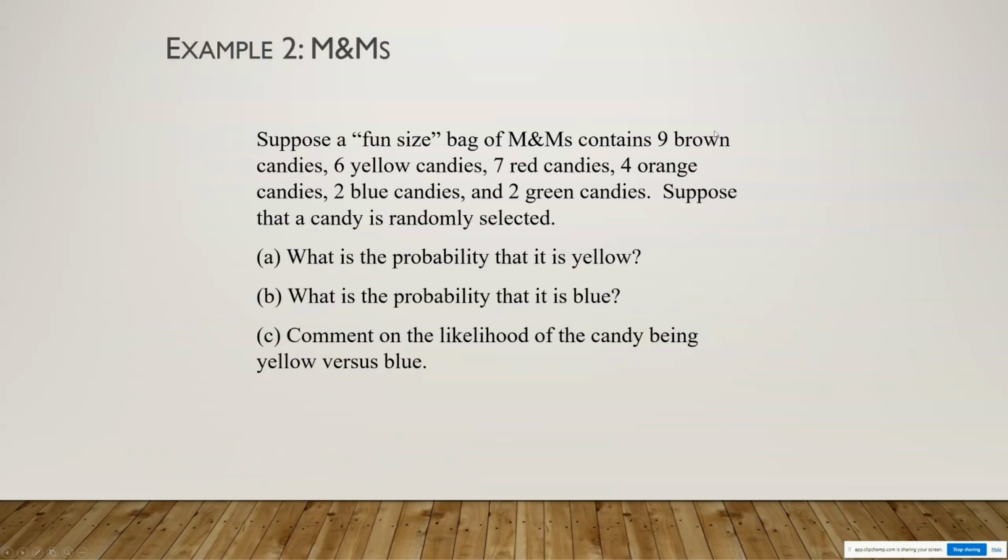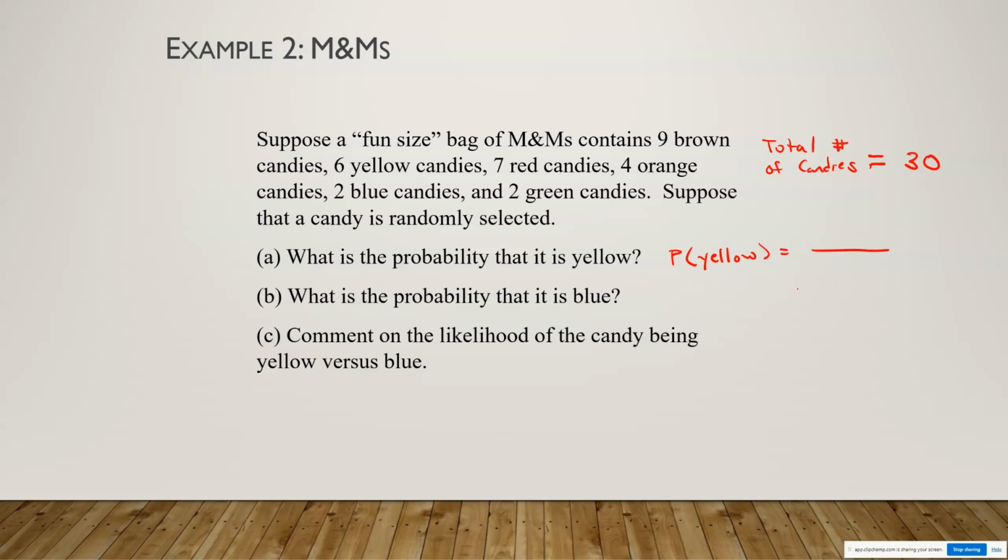Suppose a fun-sized bag of M&Ms contains 9 brown candies, 11 yellow candies, 7 red candies, 4 orange candies, 2 blue candies, and 2 green candies. So just this fun-sized bag of M&Ms, just so we realize the total number of candies, if you were to add up all those numbers, 9 and 11 is 20, and 7 is 27, 31, 33, 35. Suppose that a candy is randomly selected. First question, A: what is the probability you reach into the bag and you get a yellow candy?